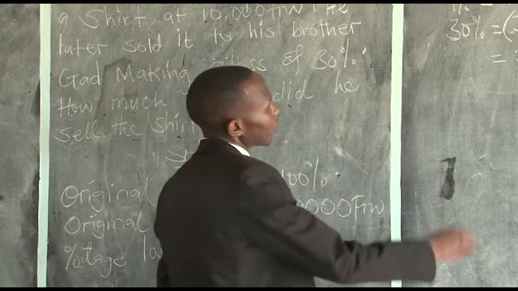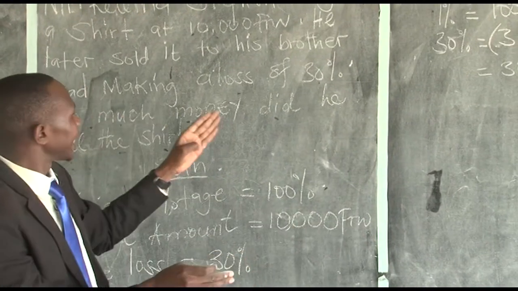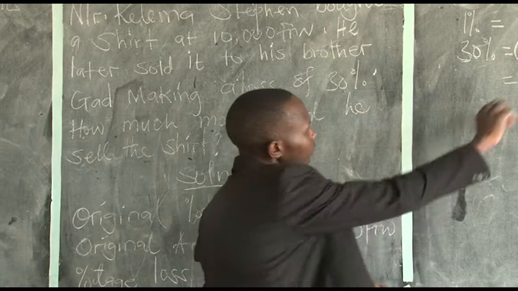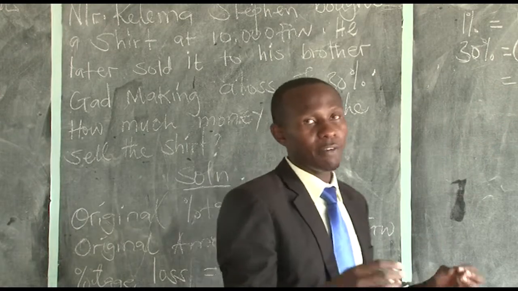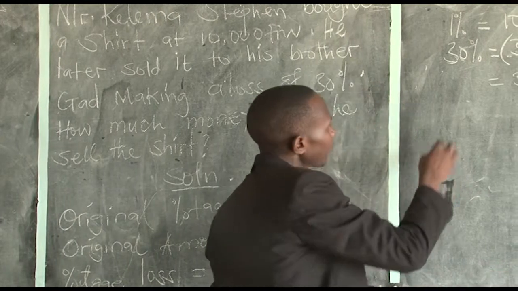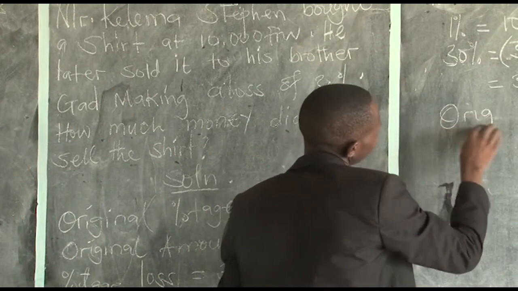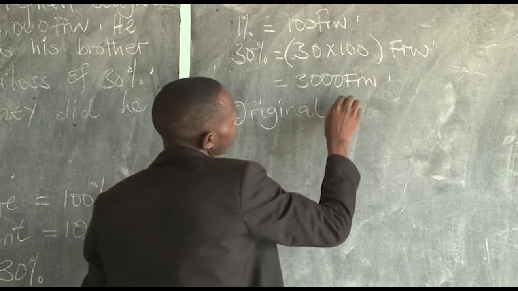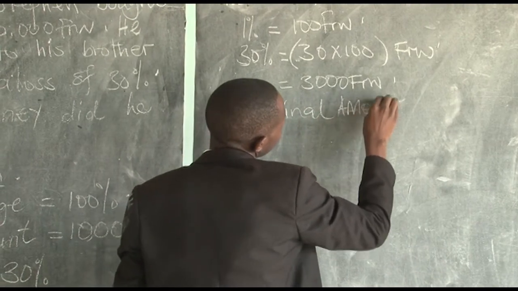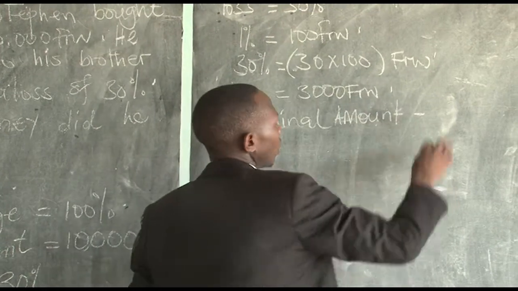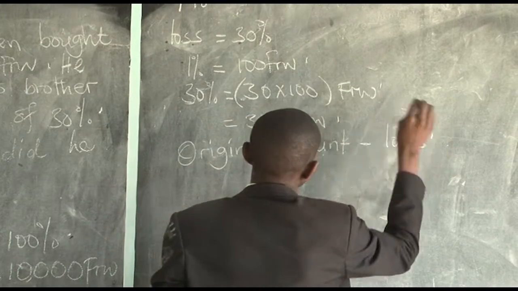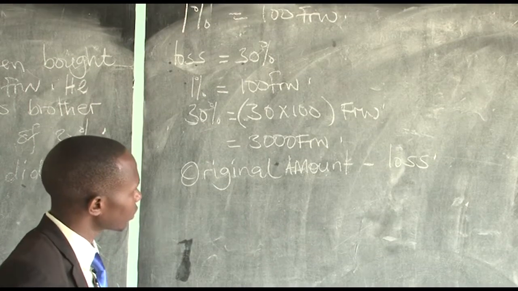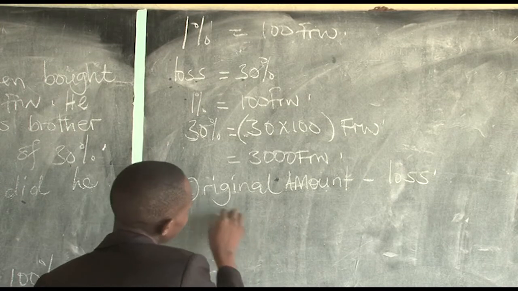So from there, for us to find the amount, they say how much money did he sell the shirt. For us to find the amount he sold, we shall say original percentage, we don't know. Even if we don't use that, we shall get the original money. Original money or amount. Original amount minus loss. I can also say buying price minus loss.